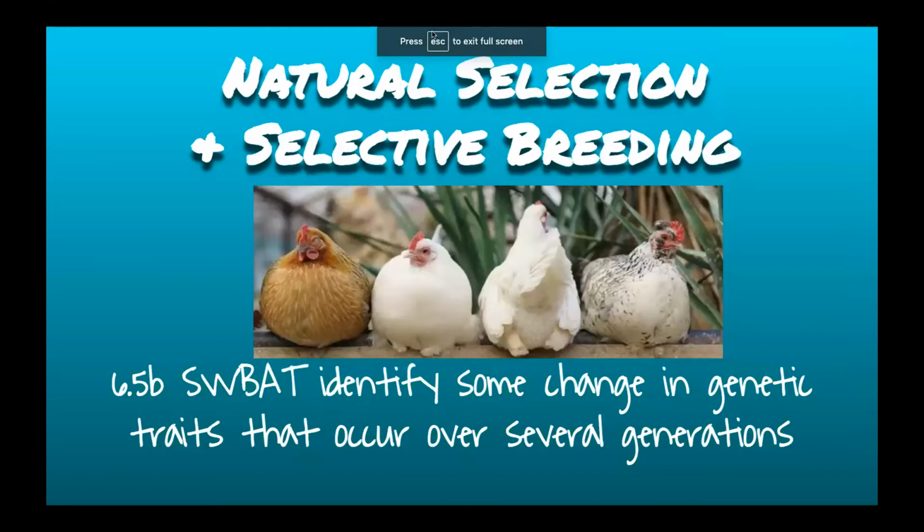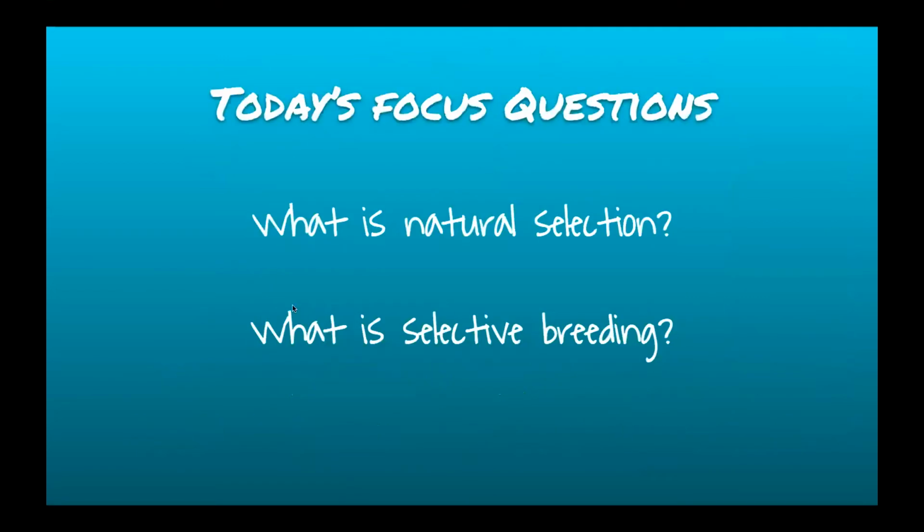Okay, let's see. All right, so at the end of my little section, you'll be able to identify some change in genetic traits that occur over several generations. And of course, I have these little chickens here because you can see all the different types of chicken breeds. There's so many. Today's focus questions are, what is natural selection and what is selective breeding?